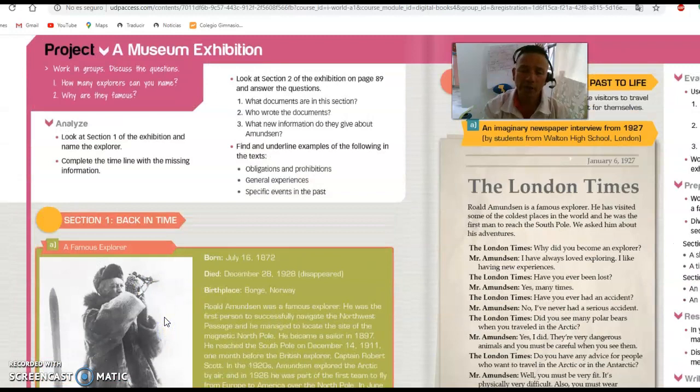Okay, so you can investigate, and also, not necessary, I insist, writing this. If you want, you can do it, but use your handwriting. Use your pencil, not computer, okay? Because I need you to practice your writing skill and also your spelling skill. All right, so look at the section and page 89 and answer the questions. What documents are in this section? Who wrote the documents? And what new information do they give about Amundsen?